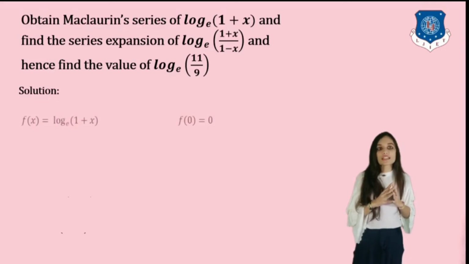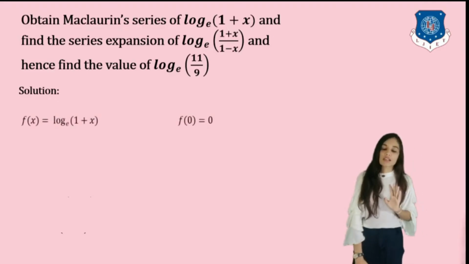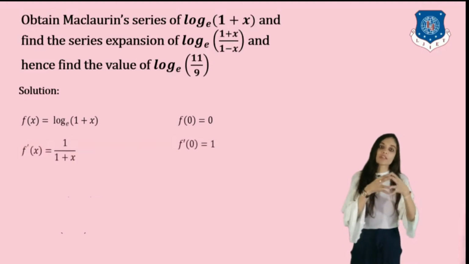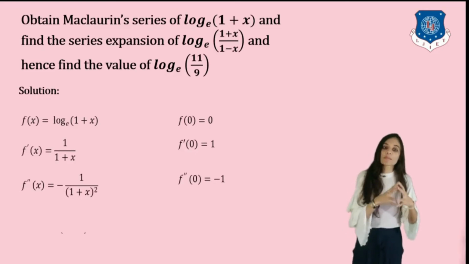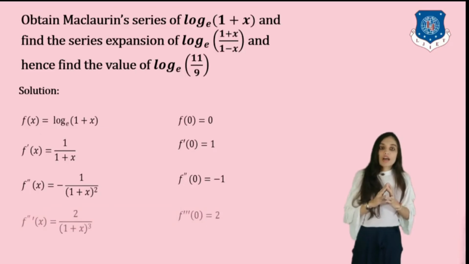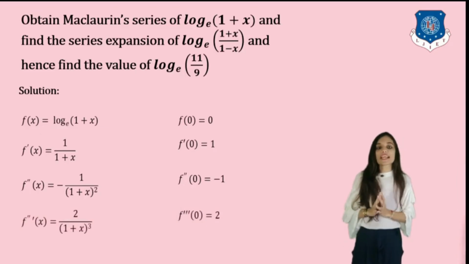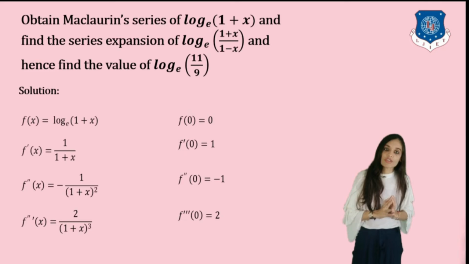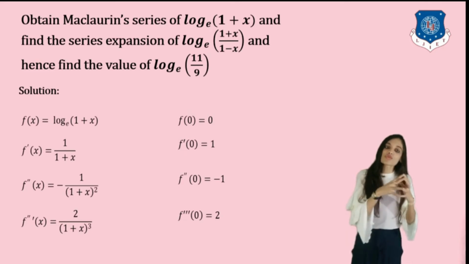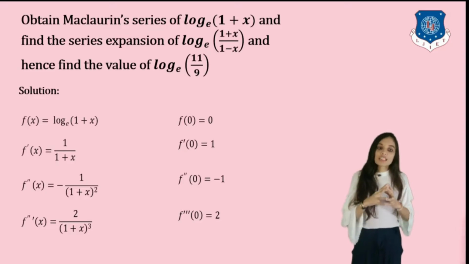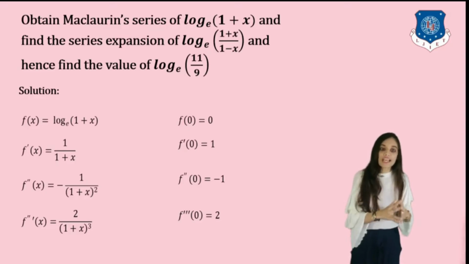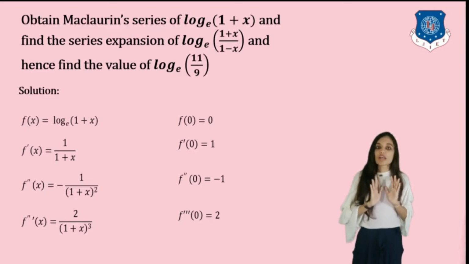Firstly our function is log 1 plus x. So start finding its few derivatives. So f dash of x, that will be 1 upon 1 plus x. Now what will be f double dash of x? That will be minus 1 upon 1 plus x whole square. We all know the derivative of 1 upon x, that is minus 1 upon x square. So f double dash x is found out using that formula. Now similarly f triple dash of x, that is 2 upon 1 plus x whole cube and so on.